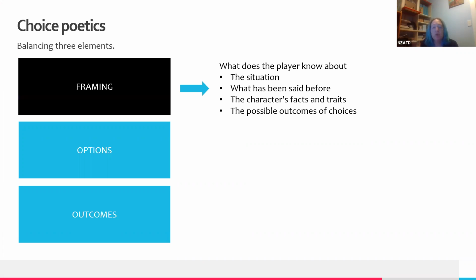The framing of your choice is, what does the player or the learner know about the situation, about what's been happening before? If you've got a scenario in different steps, what are the characters' facts and traits? Have you managed to find those out? And what do you think the possible outcomes of your choices might be? So it's that whole framing of the choices that are before you in your mind. And what we're now going to do is look at how you write that framing and how you can make it different.